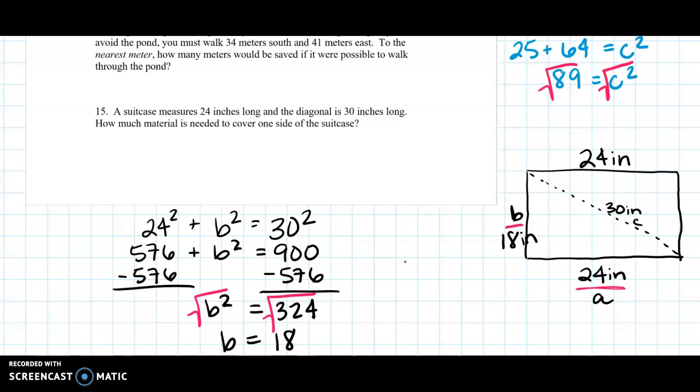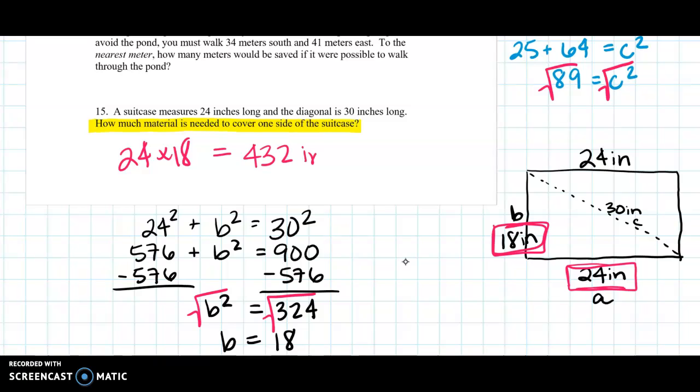So now I can really answer my question, how much material is needed to cover one side of the suitcase? I know that one side is 24 inches and another side is 18 inches. So 24 times 18 will tell me the area. 24 times 18 is 432 square inches of material.